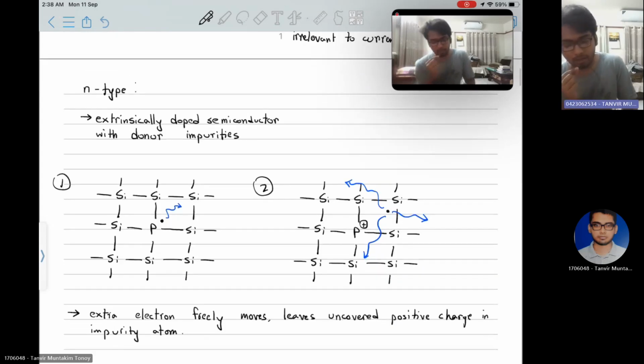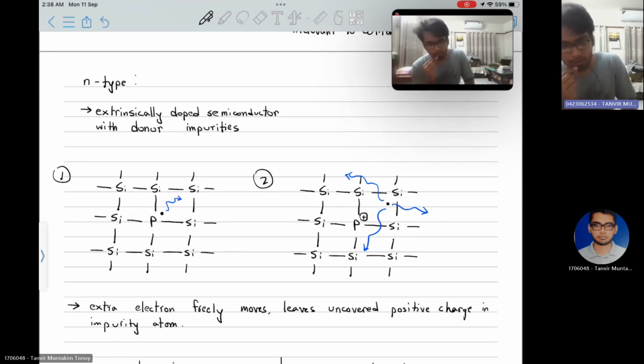The N-type are much simpler. They are extrinsically doped semiconductors where we introduce donor impurities, or impurities with one extra electron than the silicon. So it can form four bonds with the adjacent silicons, but the extra electron is completely free and doesn't have to form a bond, so the extra electron can easily roam around the silicon structure, as we've seen with the blue arrows.